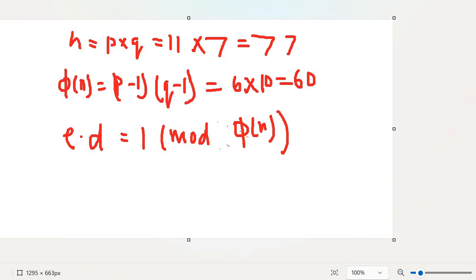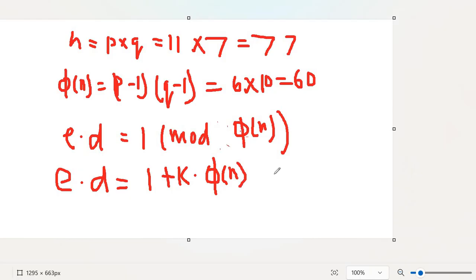So we can write this as e into d is 1 plus, we will add some numerical integer with this, k into phi n. Okay, because if you convert it to a simple expression, you will get it. So e into d is 1 plus k into phi n. And what you have to find? D.